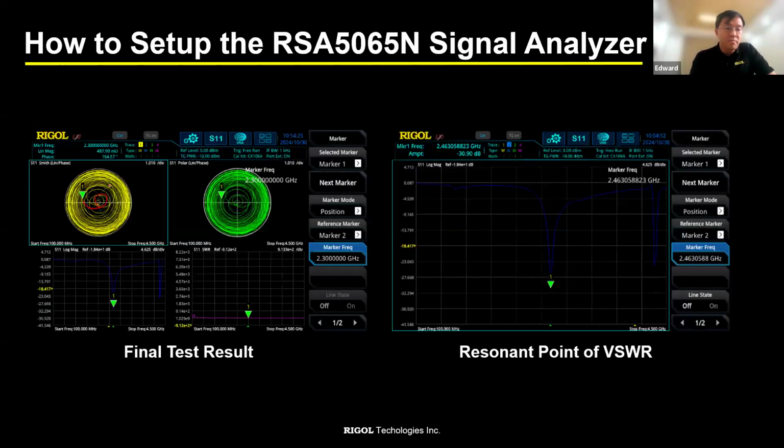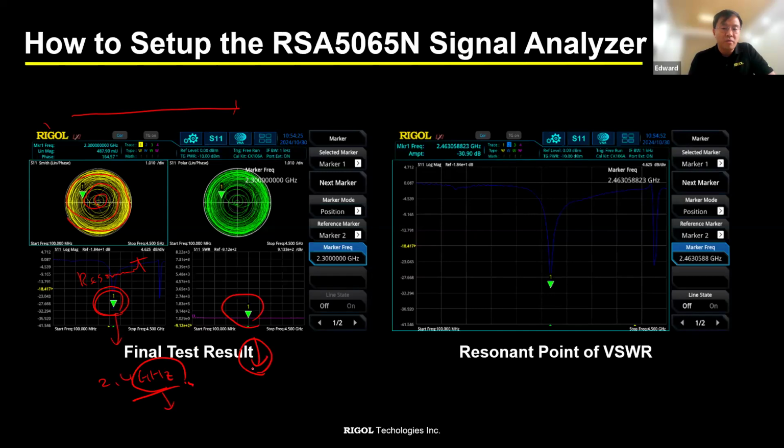So you can see the path is very long because the cable is very long, right? So you can see the test results. You can see the VSWR, the resonant point will be at the dedicated 2.4 gigahertz because this antenna is 2.4 gigahertz, right? And we can measure the VSWR here as well. Okay.